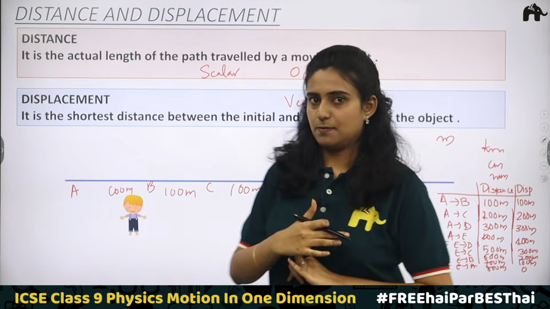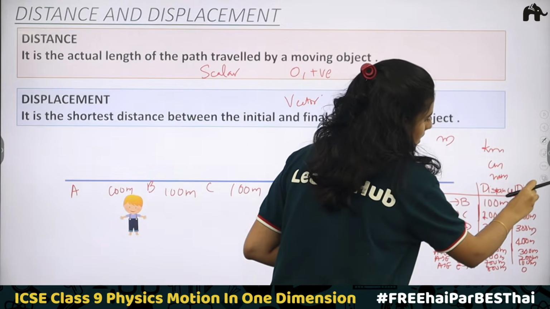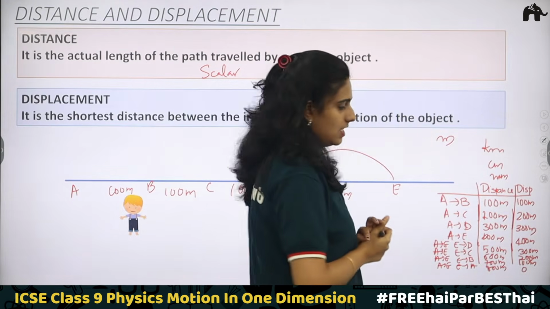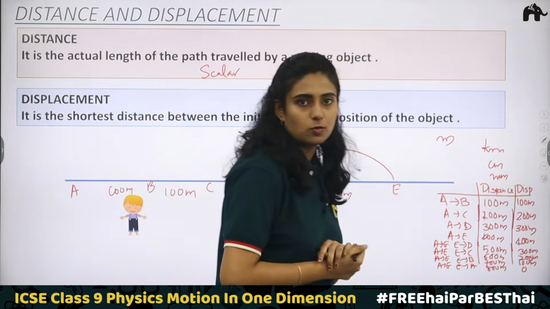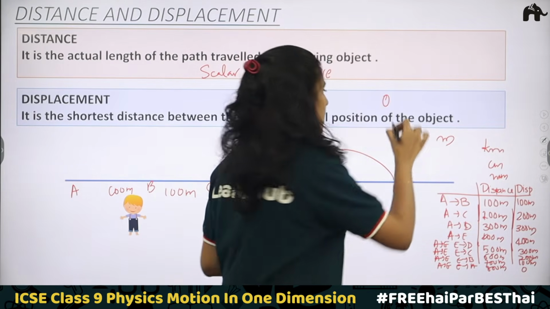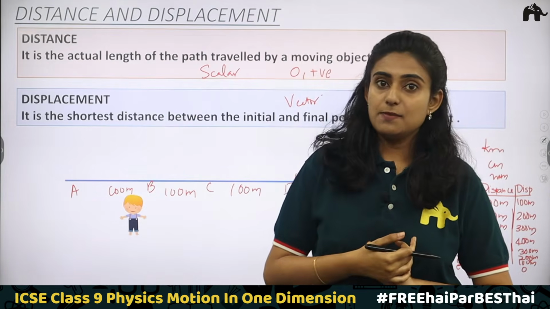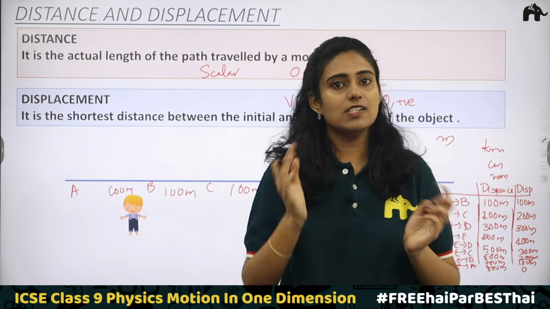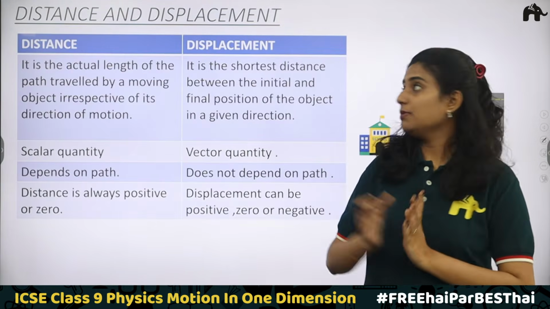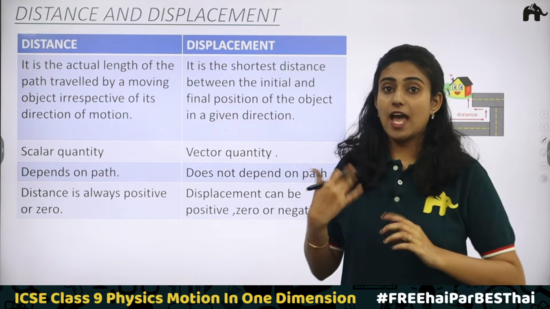What about displacement? Here you can see that displacement is initially increasing, then it is decreasing, and finally it becomes 0. Okay, so we can have 0, we can have positive values, and we can also have negative values. Negative displacement is also possible. So let us differentiate between distance and displacement. This comparison and the difference is very important.